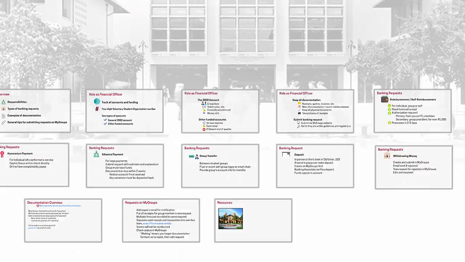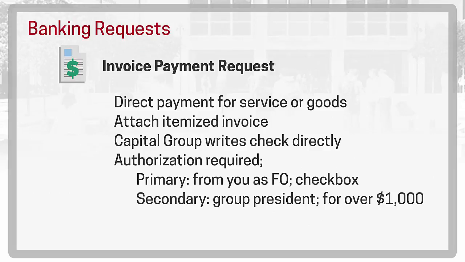An invoice payment is used to directly pay a company that provided a service or good for your group. For example, for t-shirts, you will attach an itemized invoice. If everything is in order, Capital Group will write a check directly to the vendor. Primary authorization is always needed, and secondary authorization is needed only if the request total is over $1,000.